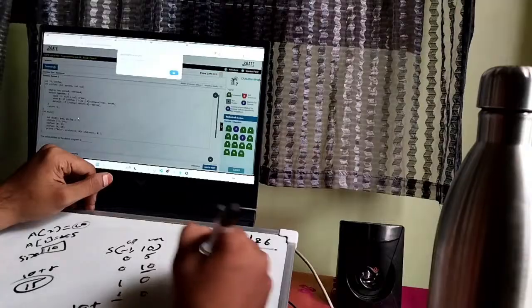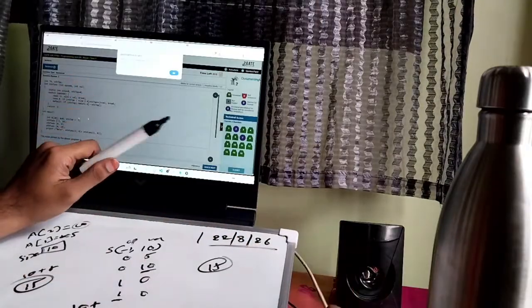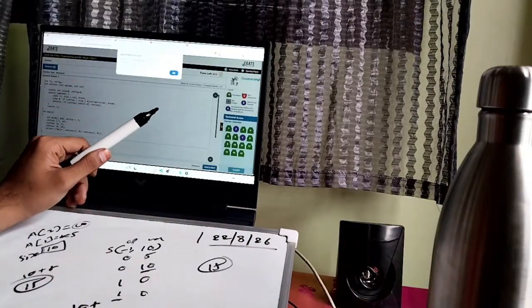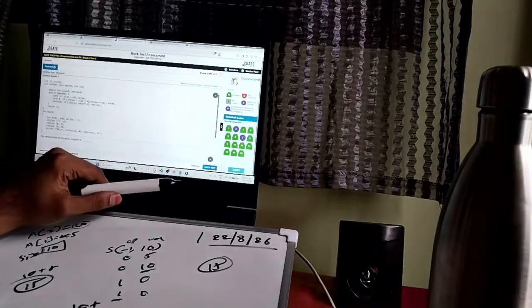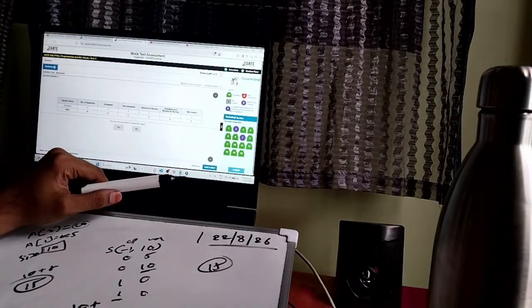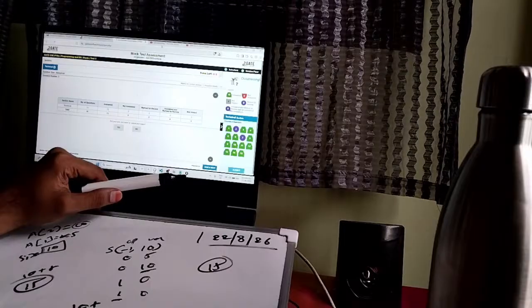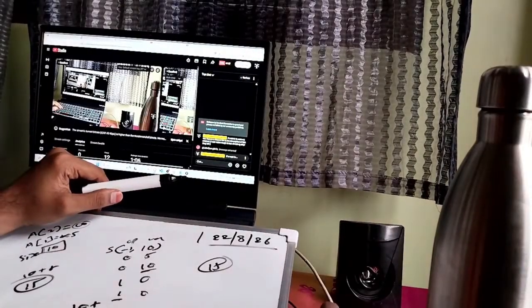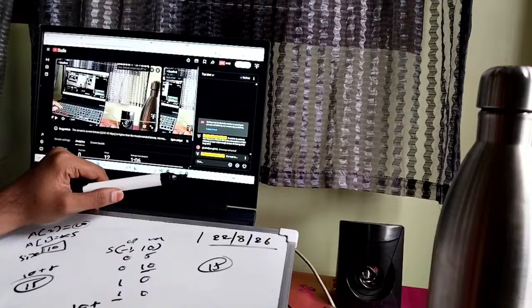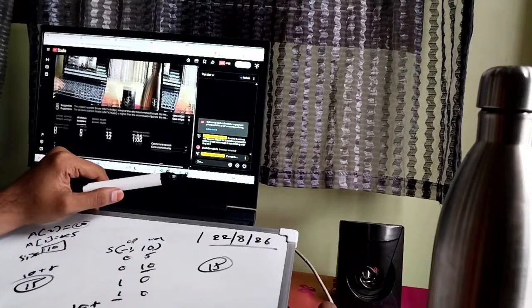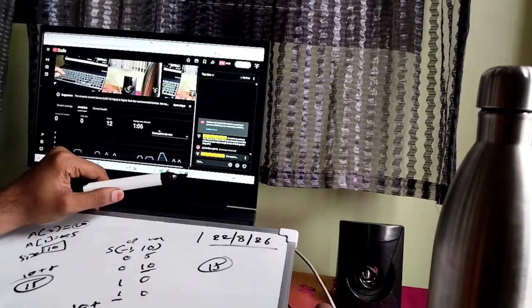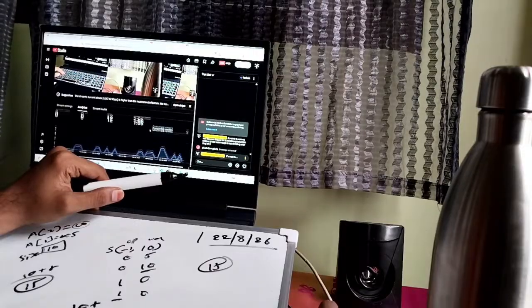I think the option is 50. Let me check it. I don't know if I'm getting it right or not. Just submit the test. I think it is still working. Is it okay? Okay, I think it's DBMS.